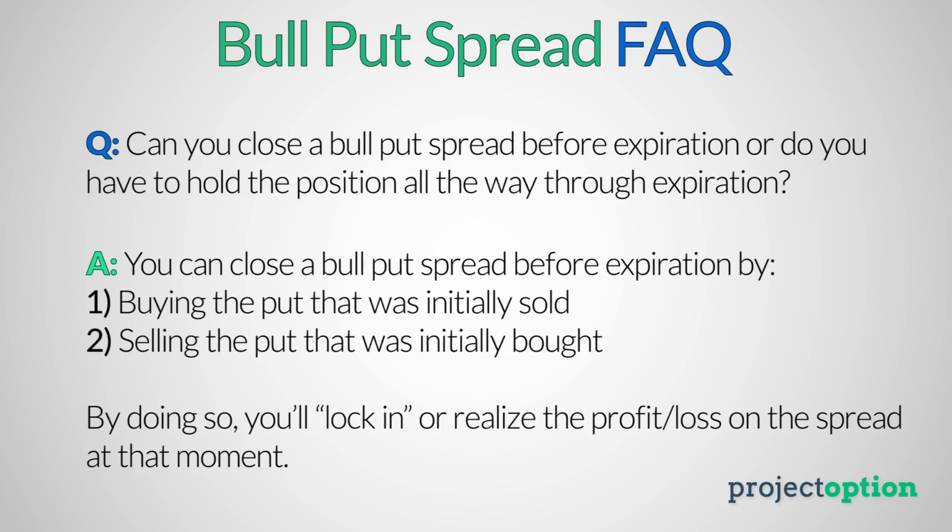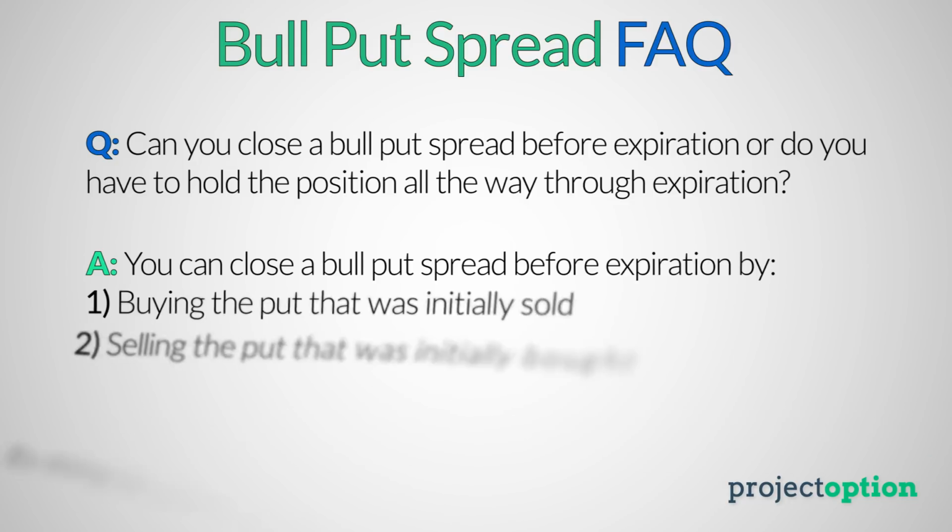When trading a bull put spread, or selling a put spread, the trade is to sell a put option and buy a put option at a lower strike price. So to close the bull put spread position, all you have to do is buy back the put that you sold and sell the put that you purchased. By doing so, you will effectively lock in whatever profit or loss the spread has at the time of closing the trade.